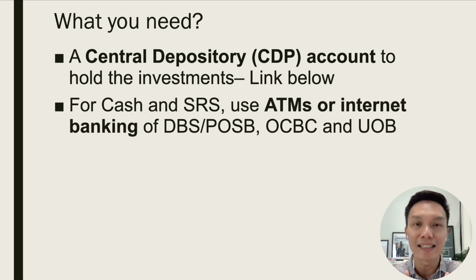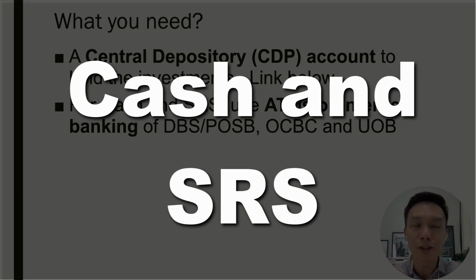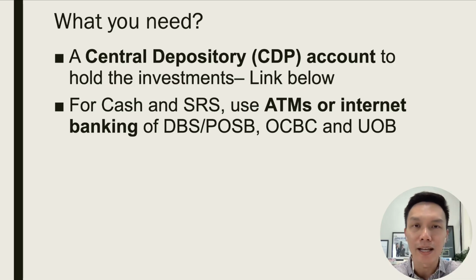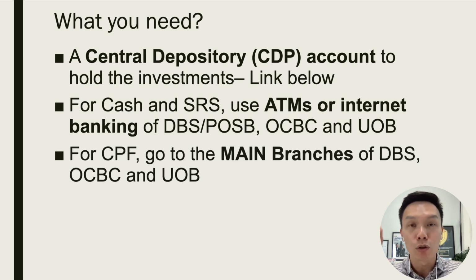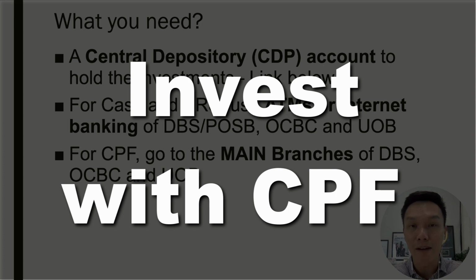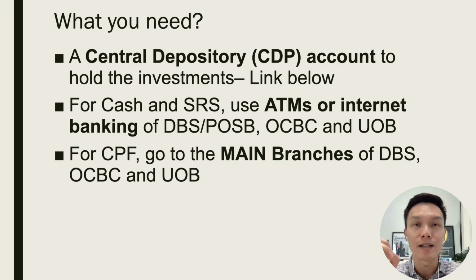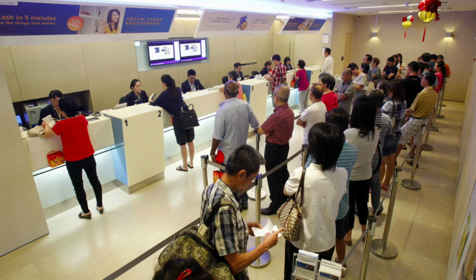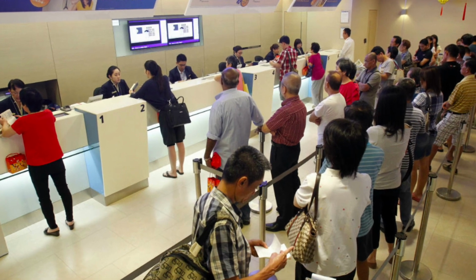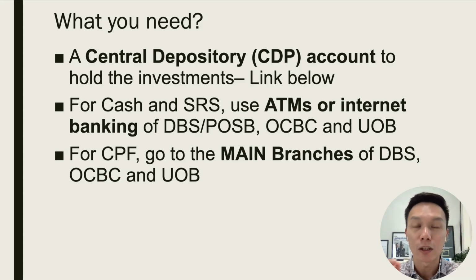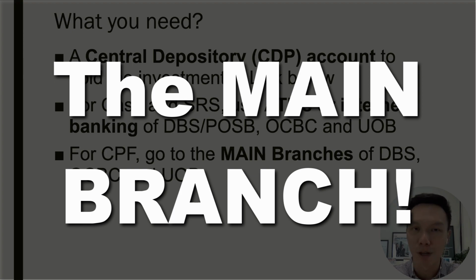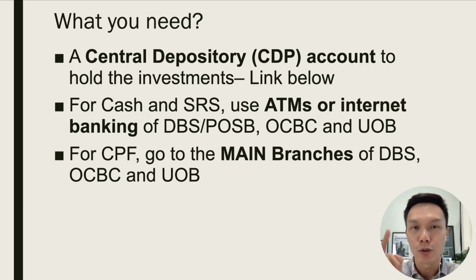Now, the second thing is that for those of you who are investing using cash and SRS, you can actually invest as simply as using the ATMs or internet banking of the main banks, right, which is DBS/POSB, OCBC, and UOB. Now, for those of you who want to invest using CPF, this is where it gets a bit tricky, is that you have to go to the main branch of the DBS, OCBC, or UOB bank. Take note, it's the main branch, not just any branch out there. Now, if you have all these, you are ready to go.